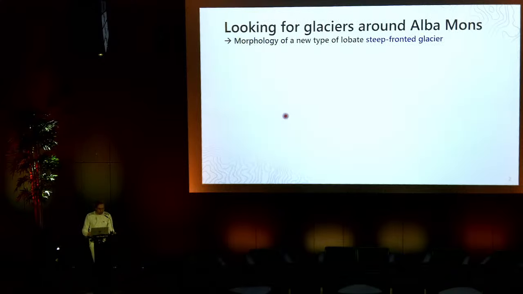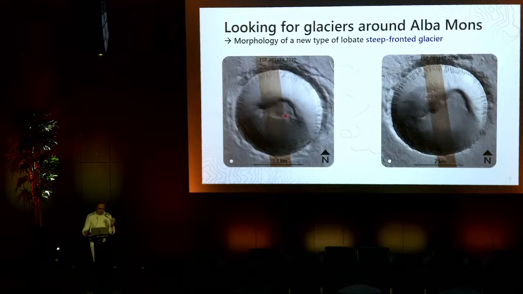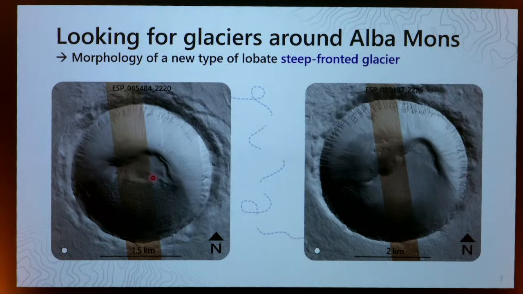So the new glaciers that we identified, I have here two examples to show you and to describe their morphology. And what you can see is that they share some similar characteristics because these glaciers have lobate forms originating from the pole-facing slopes of the crater. So we are in the northern hemisphere, so the pole is towards the north.